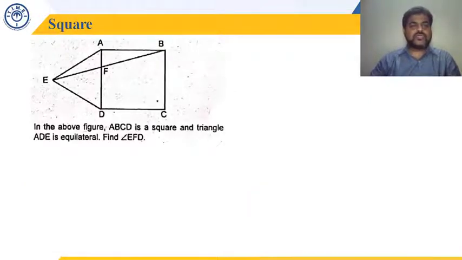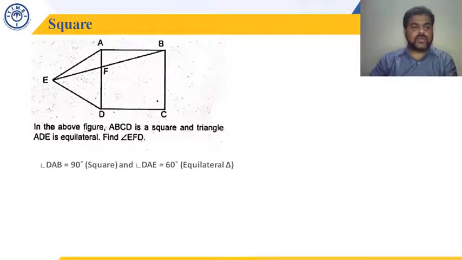Okay. So let's look at the example. So this is a question. It tells you in the above figure ABCD is a square and triangle ADE is equilateral. Find angle EFD. Okay, find angle EFD. Fine. So what will be angle DAB? Angle DAB is this angle. This is going to be 90 degree for sure, because this is the angle of a square.